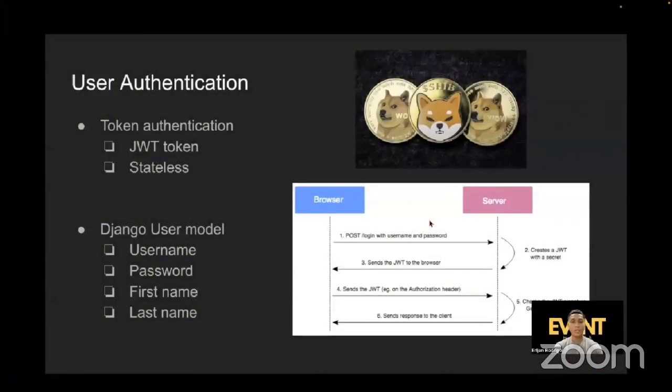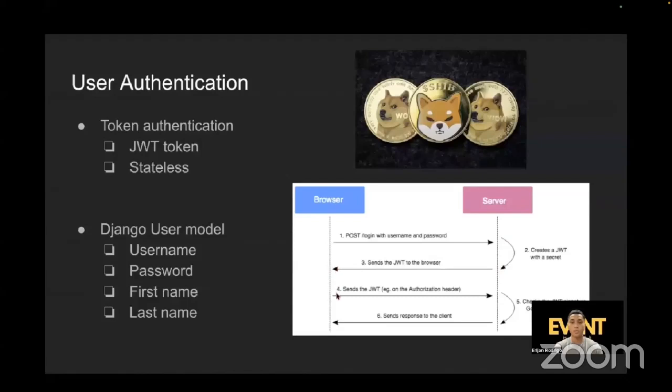For our token authentication, we are using JWT token, also known as JSON Web Token. JWT token is a secure way of transmitting information between the server and the client. Basically, how it works is when the user submits a post request with their username and the password, the server will then create a JWT token and send it to the browser. And then the browser will store it in local storage or a cookie.